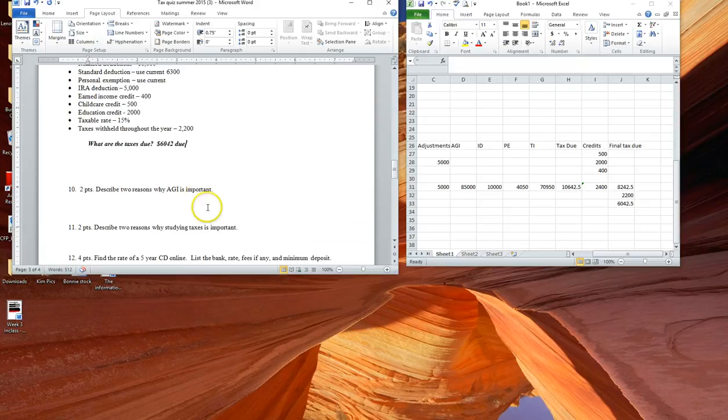Okay, next. Why is AGI important? I can't remember in a previous video I had you look this up, but it is important because this number determines eligibility for deductions and credits. In other words, if your AGI, your adjusted gross income, is too high, then you will not qualify for any tax credits. It's not for the rich. Similarly, if your AGI is too high, you won't qualify for any deductions. So this would mean, not qualified for an IRA deduction.